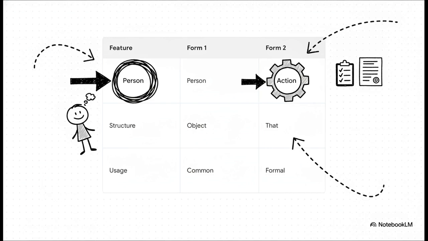Passive form 1 puts all the focus on the person. Students were advised to study. The spotlight is directly on the students. But passive form 2 entirely shifts that spotlight to the action itself. It was advised that studying should be done.